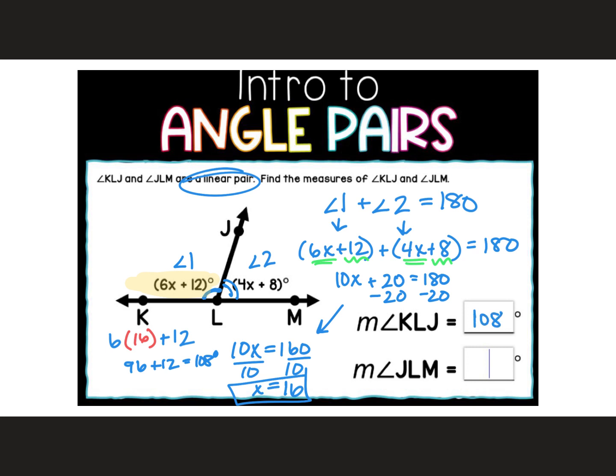And then angle JLM's very similar here. We just replace the x. So this will be 4 times 16 plus 8. And so let me show you what I was looking at there. I'm replacing what's highlighted here in green. That's what I'm looking at to get those numbers. So then 4 times 16 is 64. And 64 plus 8 is 72. So there's the other angle. And I'm looking at these, you guys, and this makes sense. 108 plus 72 is, in fact, 180 degrees, so I know I did this correctly.